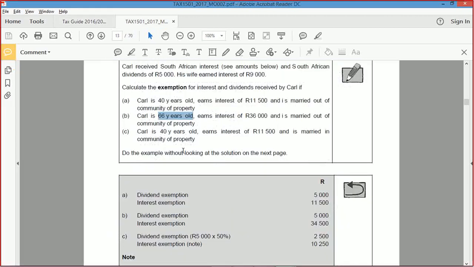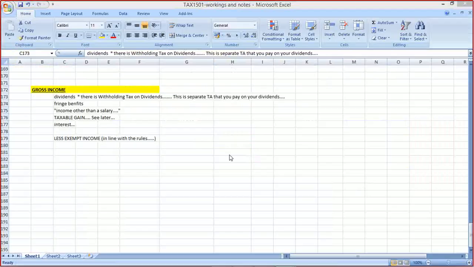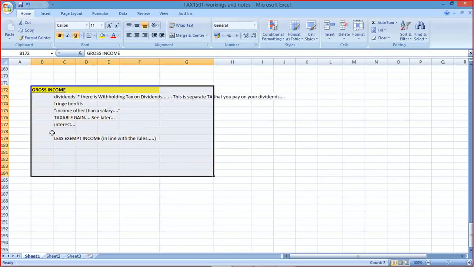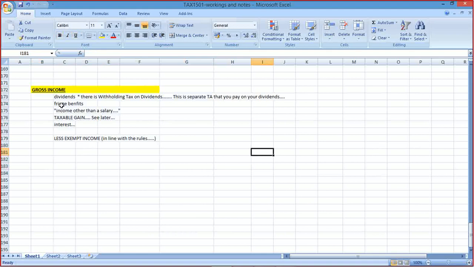If he's older than 65, so if he's 66 years old, then we apply this. 34,500 is what you're allowed to exempt, as long as you're over 65. So, here, he's older than 65. He earned more than 34,500. So, his exemption would be limited to 34,500. Okay, so now what would you show in your books?